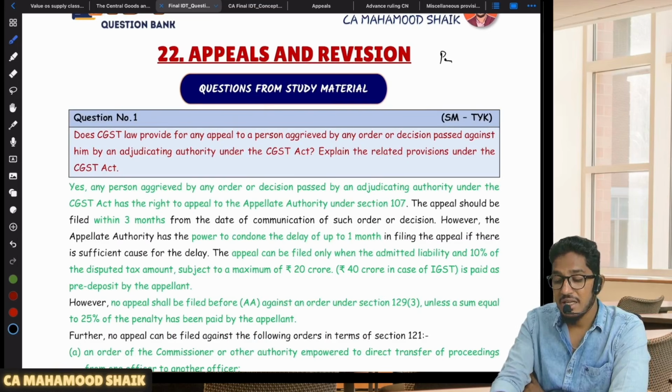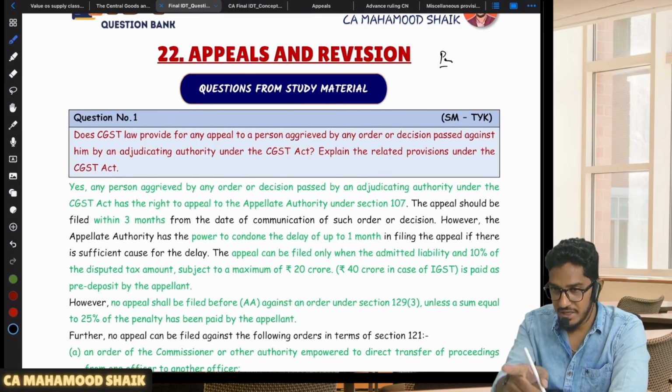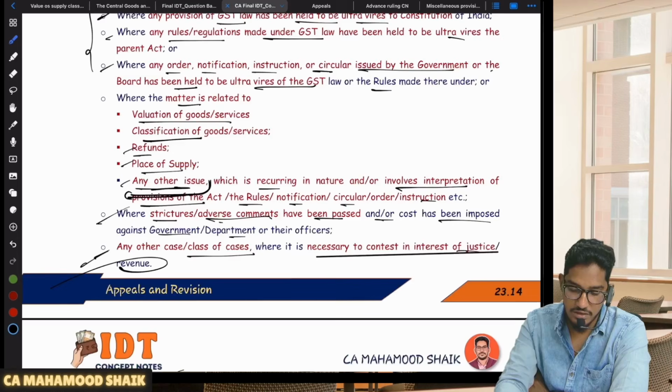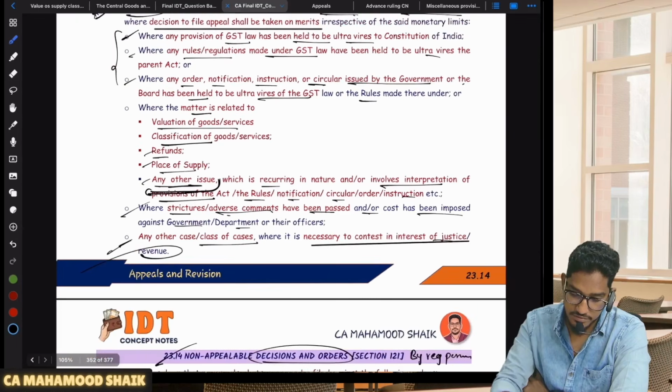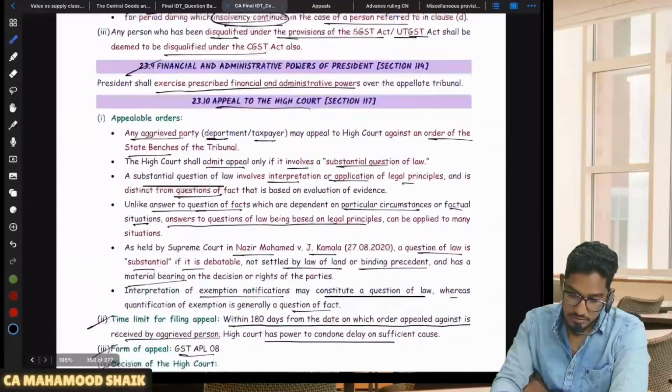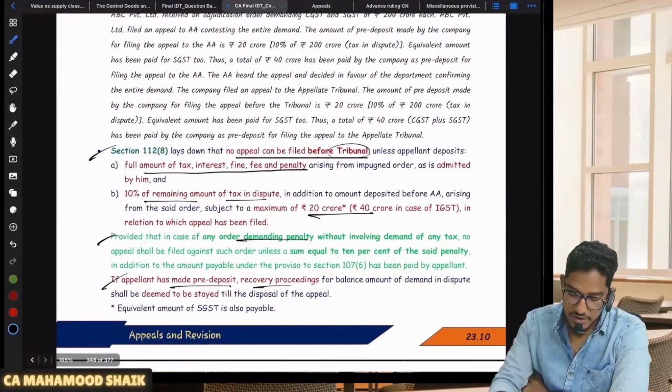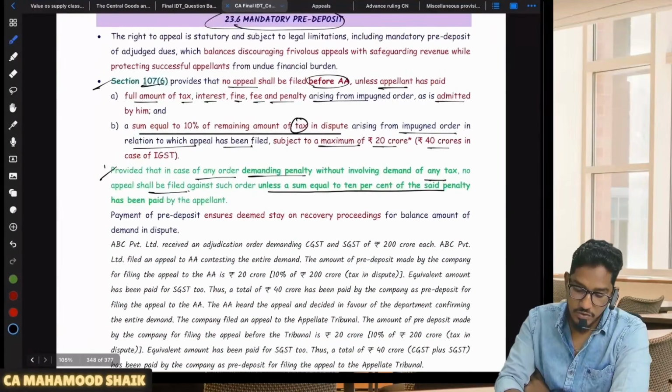Previously, we read that penalty 10%. Now, even if you are challenging an order for appeal where only penalty is there, there also you are required to make a pre-deposit. That was an amendment. Even if you find it in the concept note, I have given it to you in green color. This is what I was referring to. Mainly the questions will come from pre-deposit only.